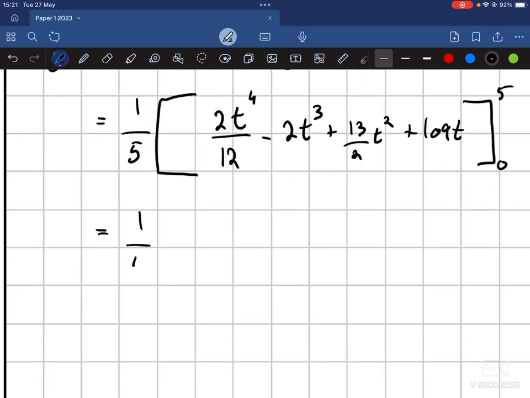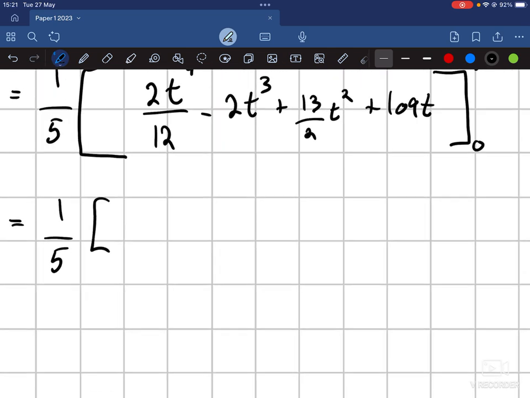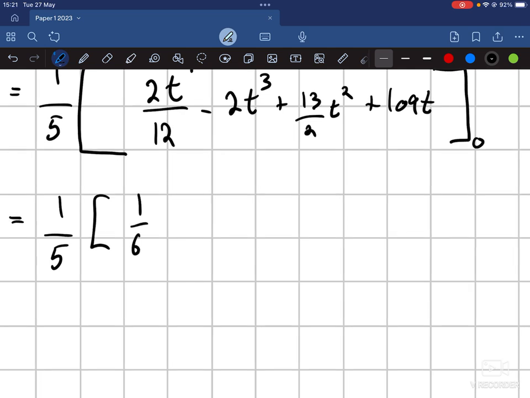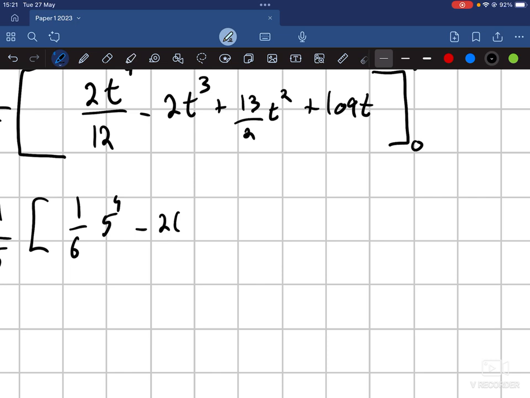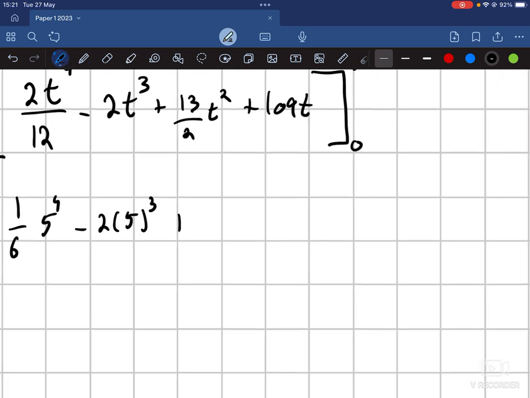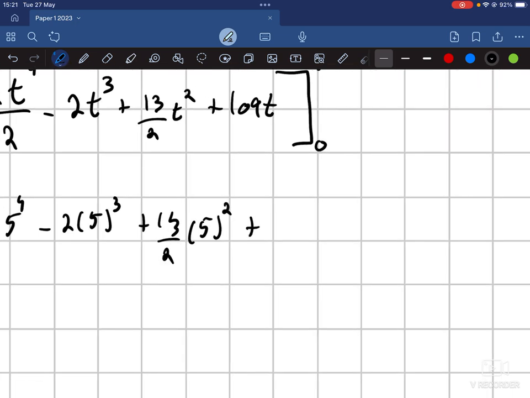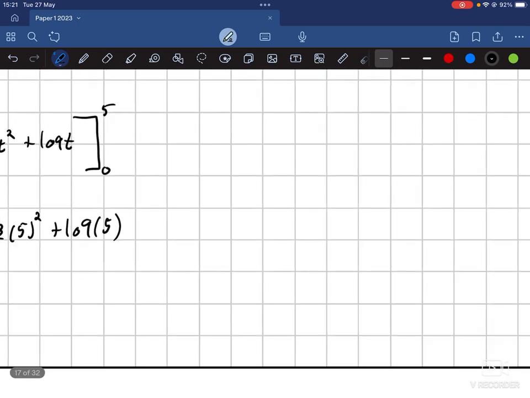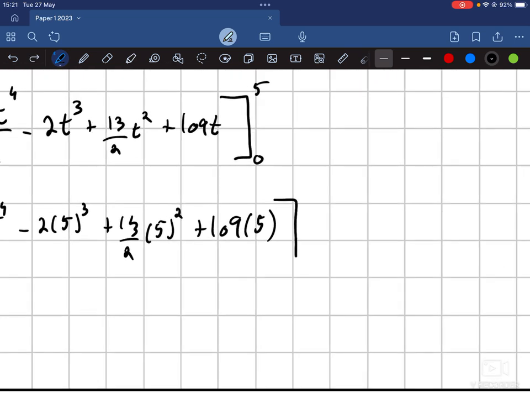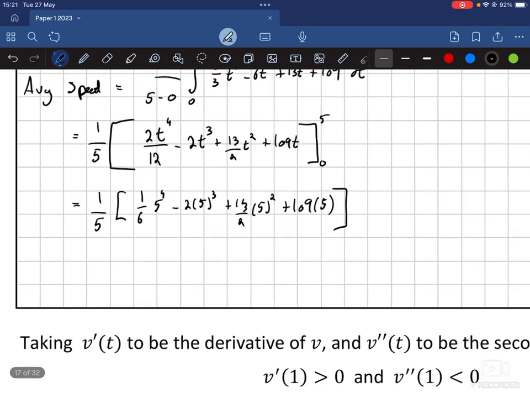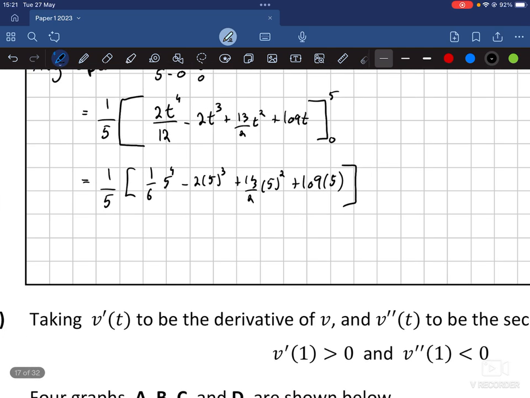So our answer is going to be 1 over 5 multiplied by 2 over 12 is the same as 1 over 6. 5 to the 4 minus 2, 5 cubed plus 13 over 2, 5 squared plus 109 by 5. And then what we'd normally do if it wasn't 0 is we do a minus and we put the whole thing again and just stick in 0. We don't have to here though. Okay.